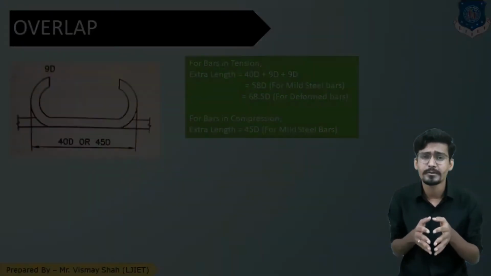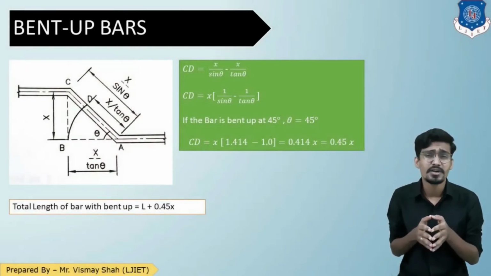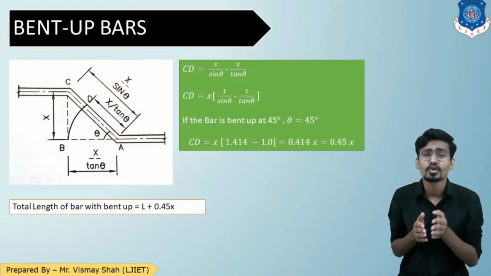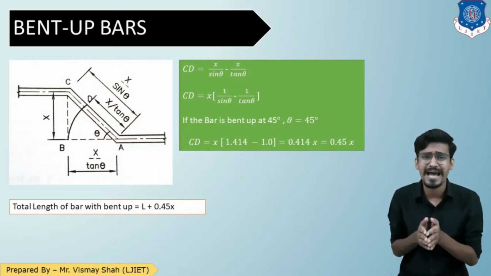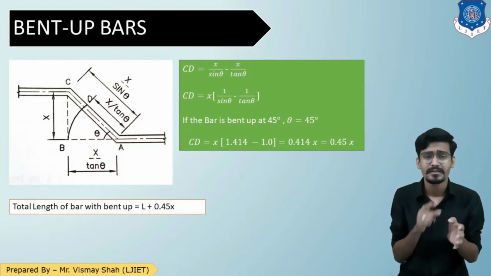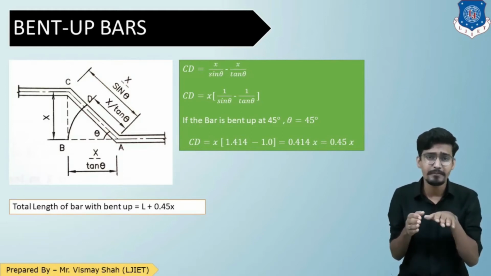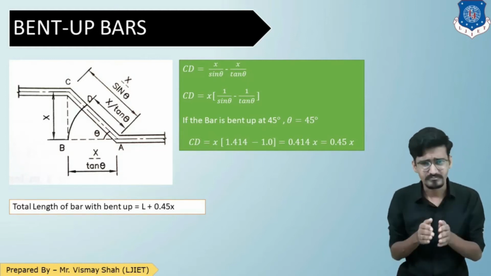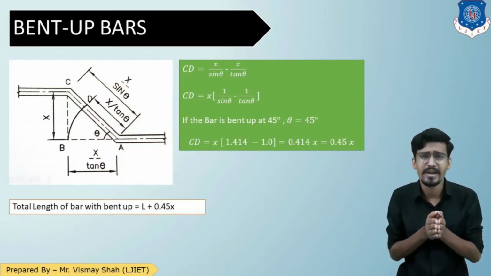Now moving forward, the next is bent up bars. Students, generally in slab or beam reinforcement, this kind of bent up is shown in the drawing or in practice. If you have seen the steel work, bent ups are provided. A bent up is when the same reinforcement bar is at the bottom level, then it is bent up and goes to the upper level of the slab or the beam. So that is known as a bent up.